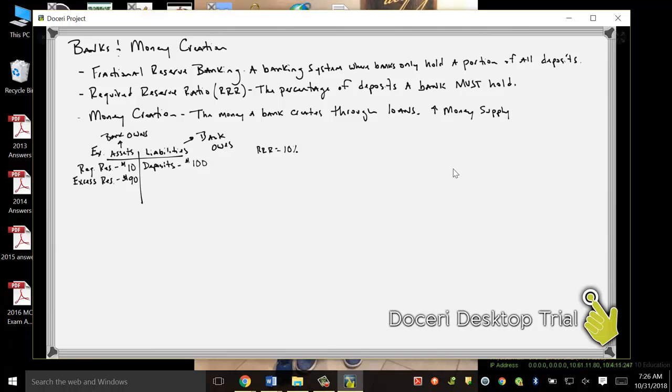Okay? Now, currently, this bank has not loaned out any money. So I'm going to put here that loans are $0. So we would say then that there has been zero increase to the money supply. But this bank has the ability or the potential to increase the money supply by $90 because that's what they have available in their excess reserves.